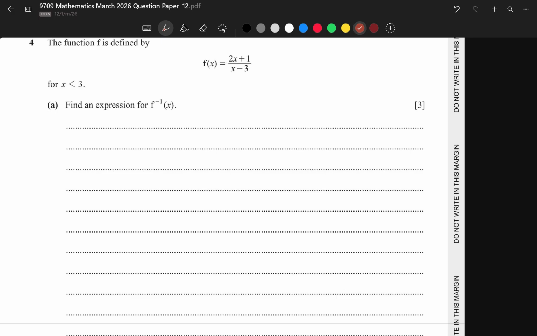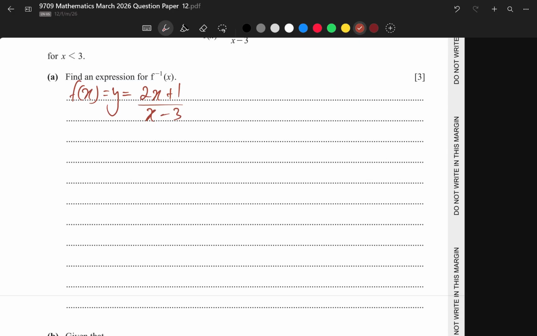The function f is defined by f of x is equal to (2x plus 1) upon (x minus 3). For x less than 3, find an expression for f inverse of x. So f of x is equal to y, and y is equal to (2x plus 1) upon (x minus 3).